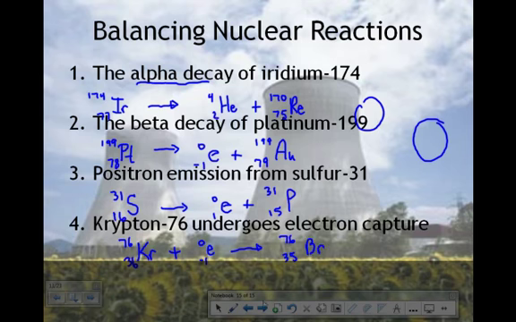That's how we balance nuclear reactions. You guys can do this. Piece of cake.